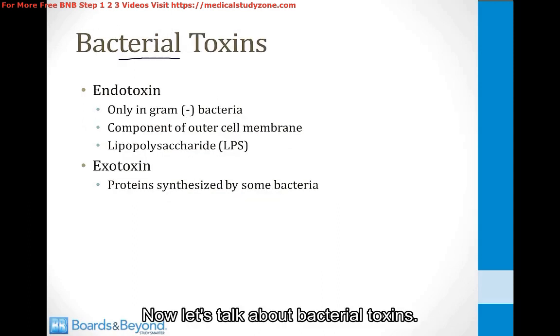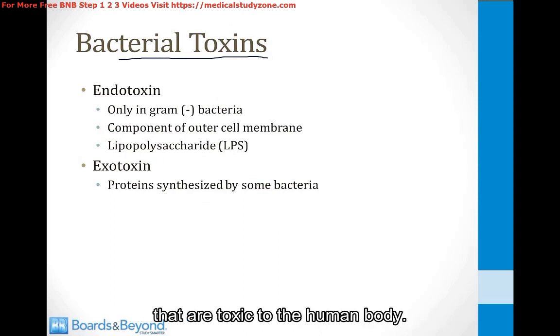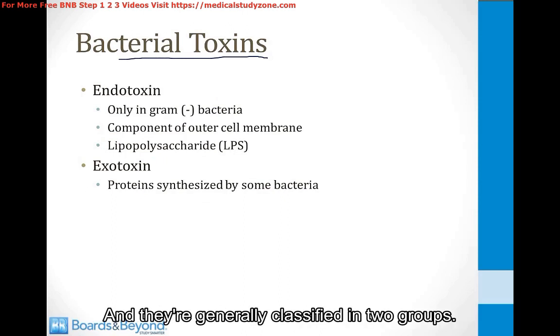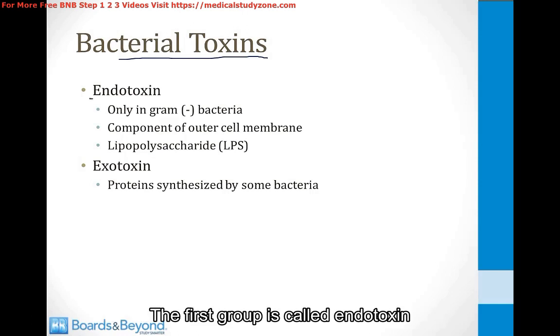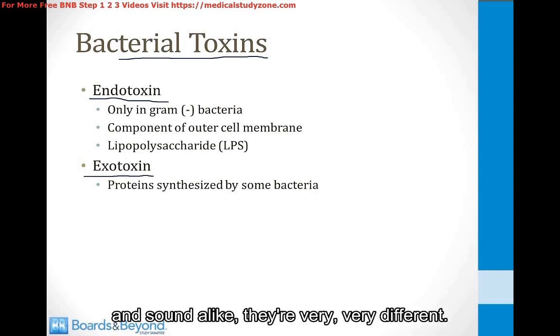Now let's talk about bacterial toxins. These are substances that come from bacteria that are toxic to the human body, and they're generally classified in two groups. The first group is called endotoxin, and the second group is called exotoxin. Even though the names are similar and sound alike, they're very, very different.